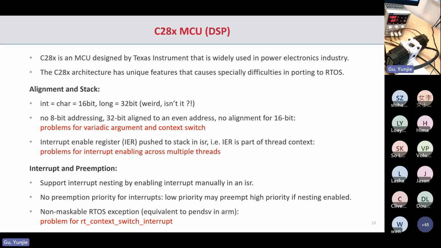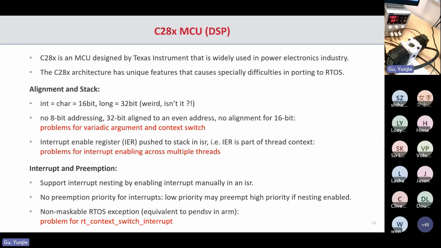And this is not what we want. So if, say, we enable the interrupt in the main thread, we want the other thread to be able to respond to that interrupt as well. And this is also problematic.